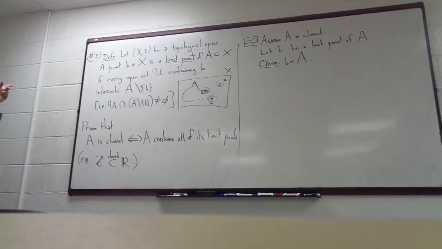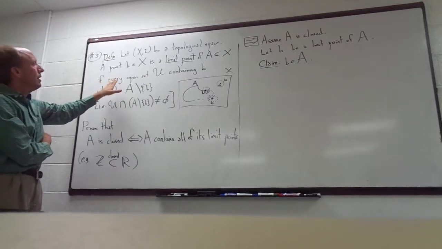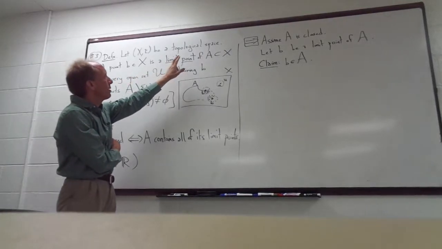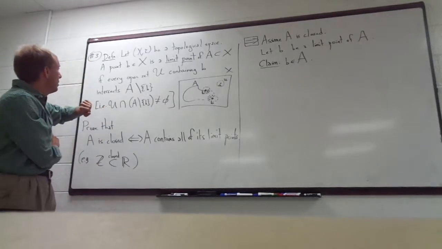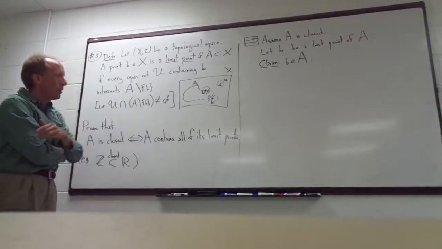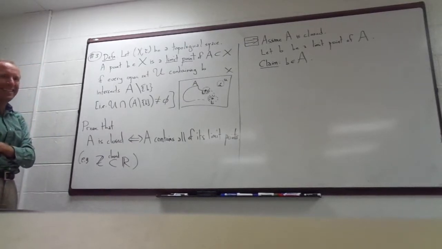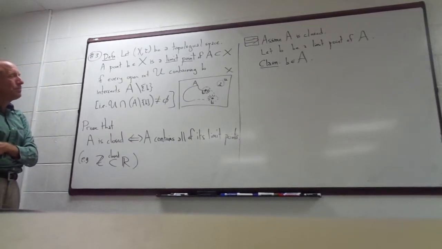So B is a limit point. What's that mean again? By definition, it means that every open set containing B intersects non-trivially with A minus the set B. Seems like a mouthful.